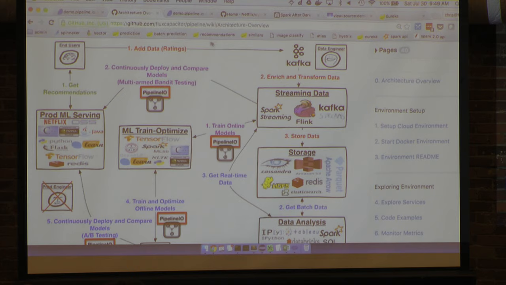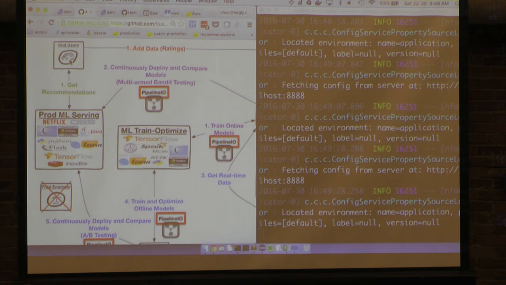The reason I showed this Netflix stuff over here is because now I've changed it so that here to here isn't calling directly into Redis, but it's going through this prediction service. Okay, let me actually show you.